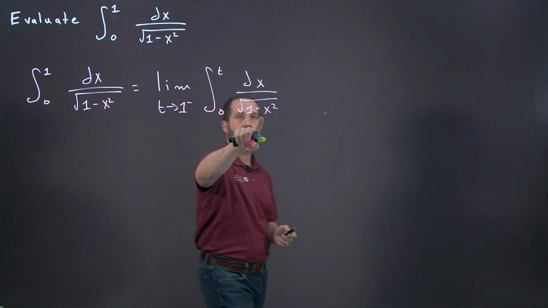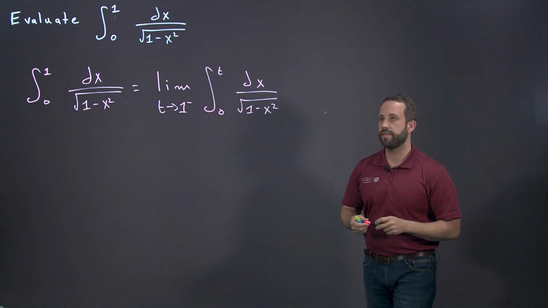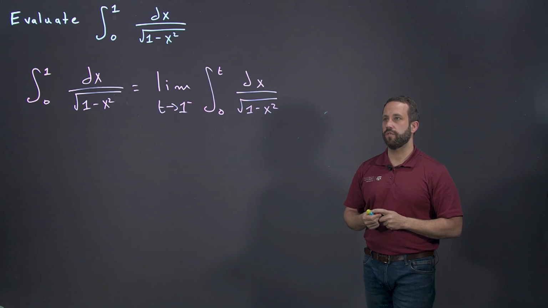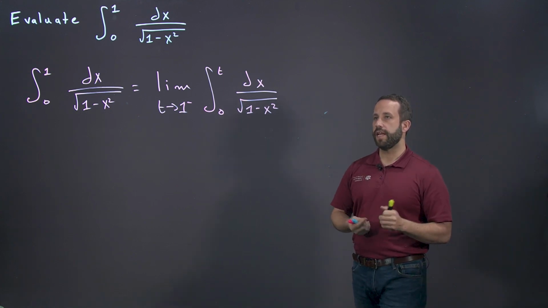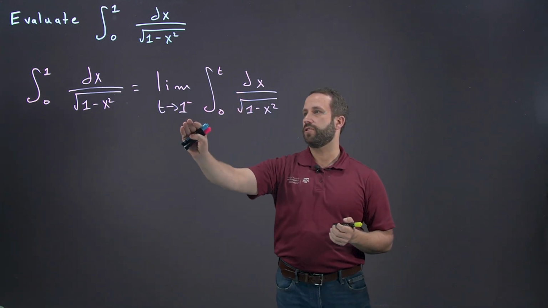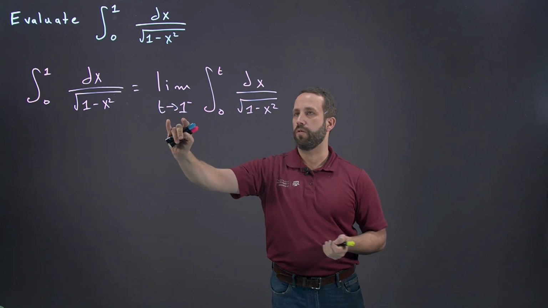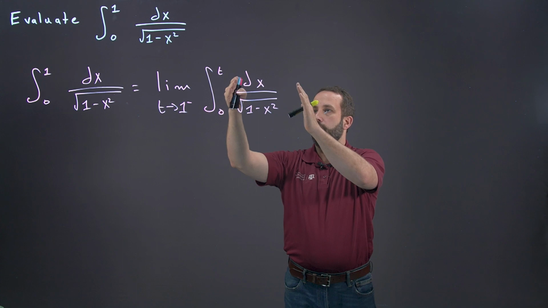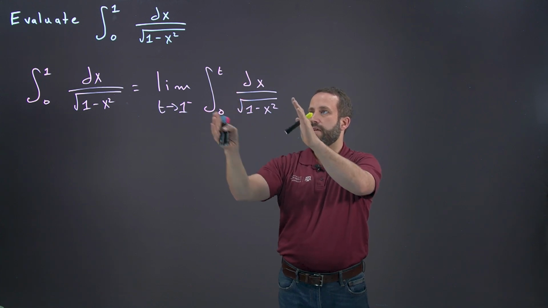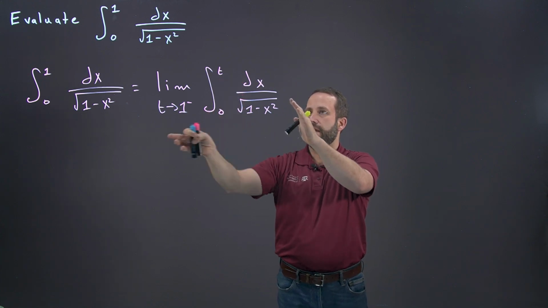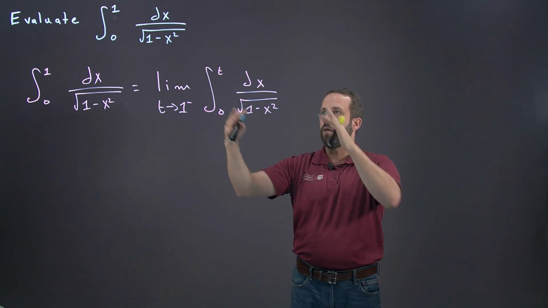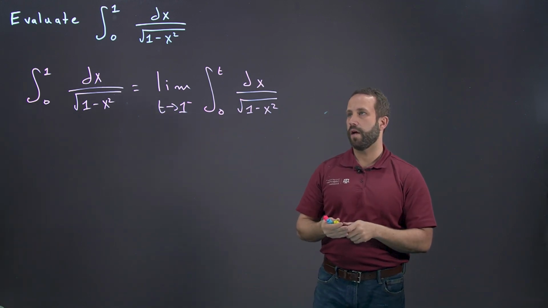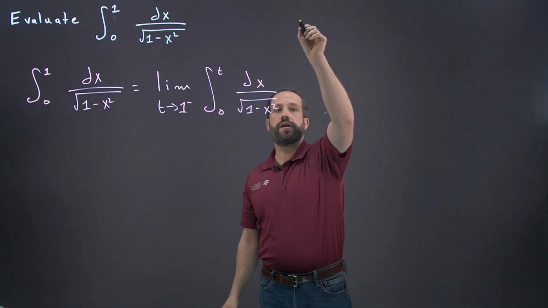Okay, so now how do we handle this integral? Again, think for a moment about how you might handle this integral. For any value of t that is strictly less than 1, which is exactly what we're looking at here, this is a perfectly well-defined function. 1 over the square root of 1 minus x squared is continuous from 0 to t if t is less than 1. So we can do all of the normal integration techniques that we want to do. In particular, we can do trig sub.